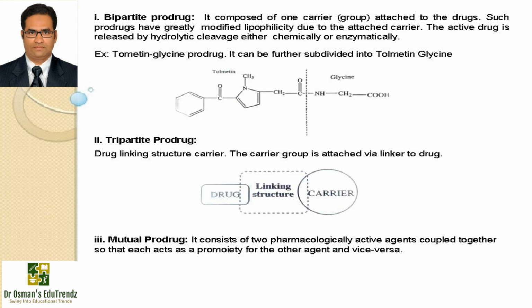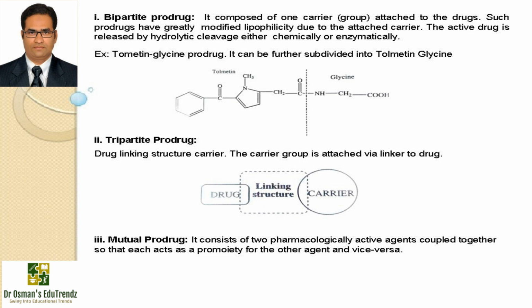Now, the first category of carrier linked prodrugs is the bipartite prodrug. A bipartite prodrug is composed of one carrier group attached to the drug. Such prodrugs will have greatly modified lipophilicity due to the attached carrier. The active drug is released by hydrolytic cleavage, either chemically or enzymatically. An example here is the tolmetin glycine prodrug, which can be further subdivided into tolmetin and glycine.